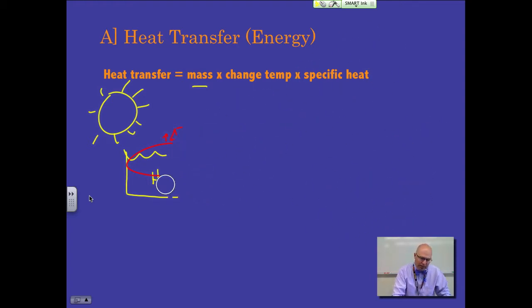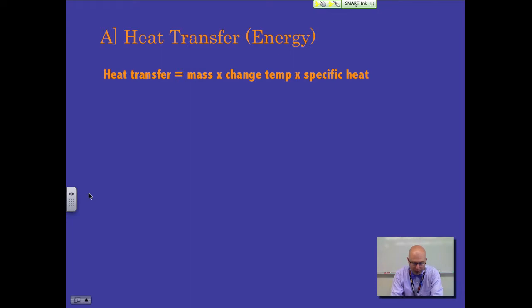Before I move on, I do want you to recognize the formula. We can write it as Q. Q is our heat transfer, the variable we're going to use, and it is equal to the mass times the change in temperature times the specific heat. Oftentimes in physics books, you might see specific heat with C as a variable. We use S. So there's your formula.